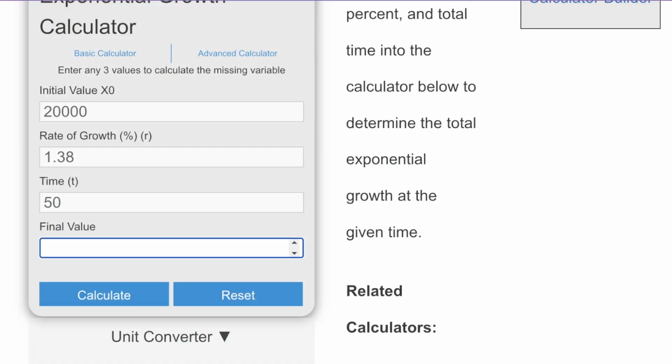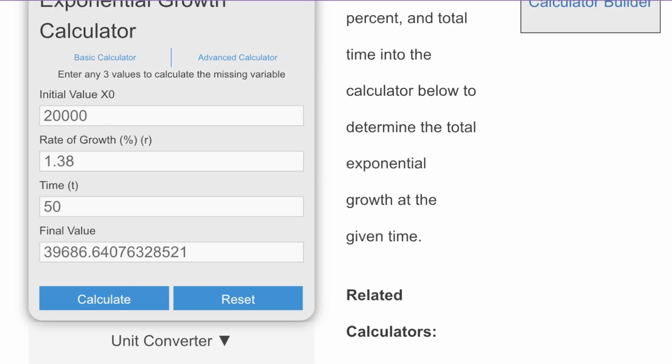Now, putting this into a growth rate calculator, I just picked a random number for the initial value of 20,000. Our annual growth rate is 1.38%, and our time is 50 years, and if we hit calculate, what do we get? While this isn't quite a complete doubling, you can easily understand that I've rounded this to just 2 decimal places. If I put a couple more decimal places on that, we'd certainly get a lot closer to 40,000.